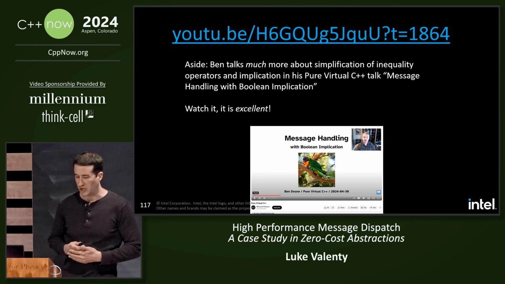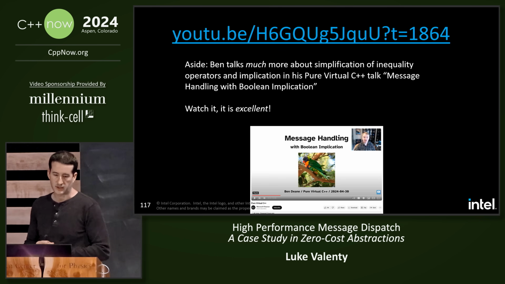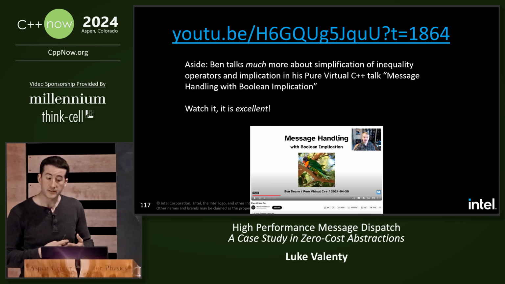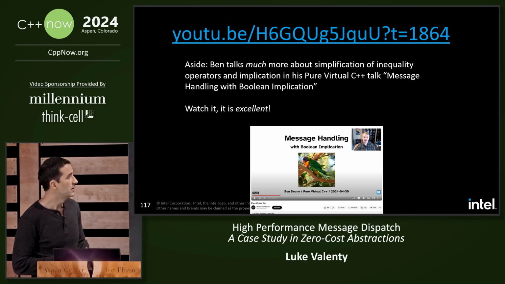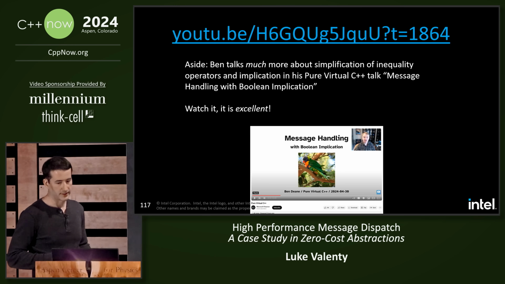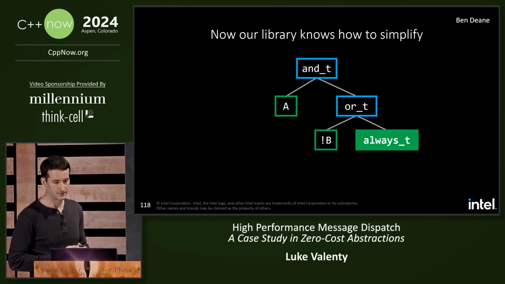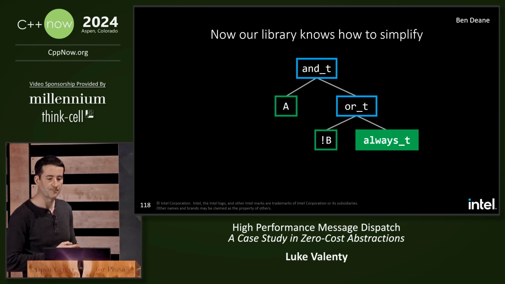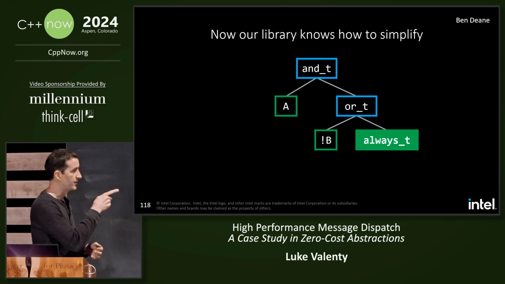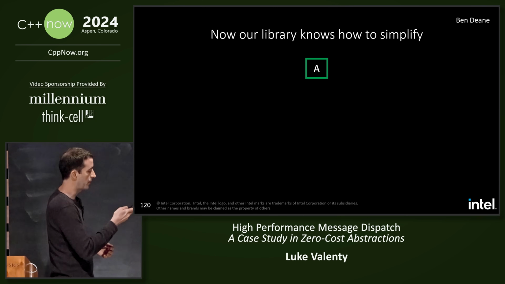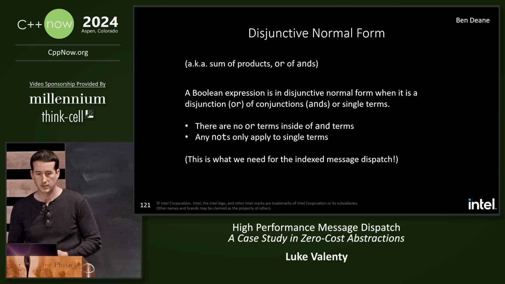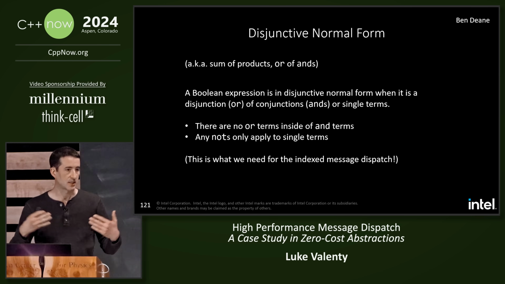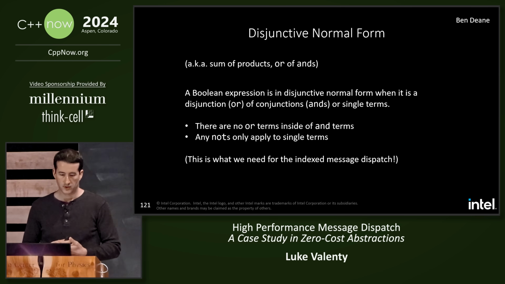Ben goes into a lot more detail talking about using implication for this. It's a fantastic talk that was published yesterday. I highly recommend everybody check it out. So I'm going to have some gaps here. But now our library knows how to do this. And this is important, because after it does this, it needs to figure out how to convert into sum of products or disjunctive normal form.